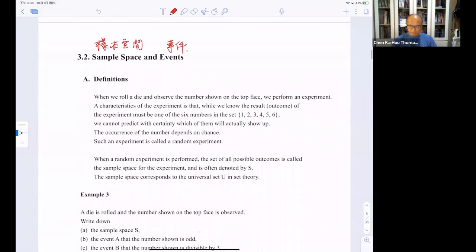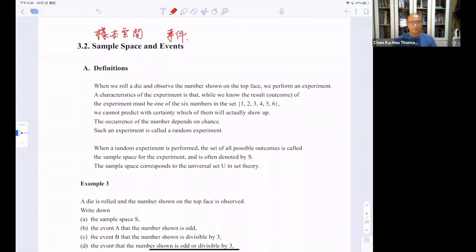Okay. Next, we go to another definition, called the sample space and event. Sample space, in Chinese 叫做樣本空間，樣本空間。What is the sample space? Let's see one simple example. If you roll a die and observe the outcome, you should expect the outcome to be one of 1, 2, 3, 4, 5, 6.